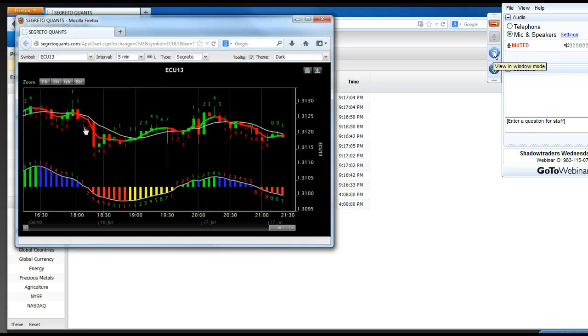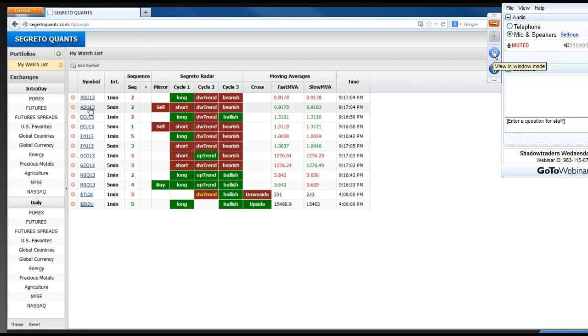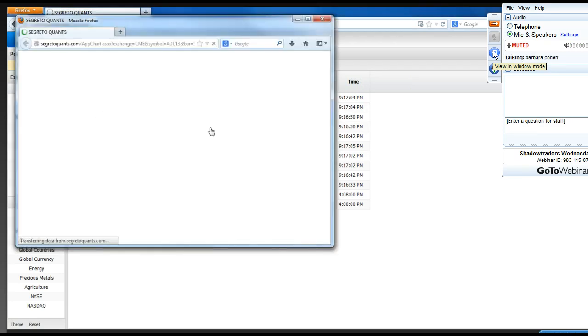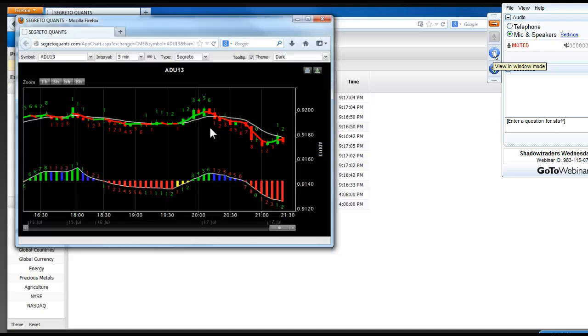Let's see what we got going on here. No way. Not good. Christmas. Green numbers, red numbers, red oscillators. Nope. Aussie dollar. Okay. If it's a good time. No, not right now. More Christmas, right? Creepy.